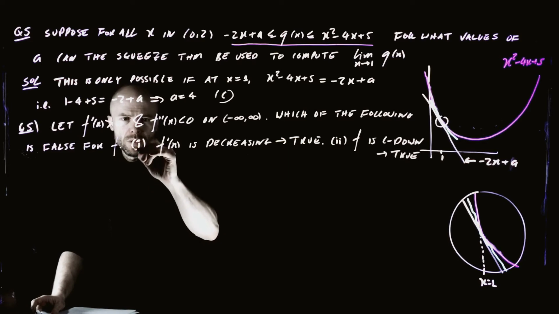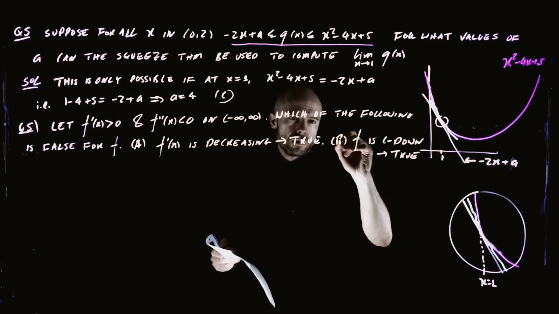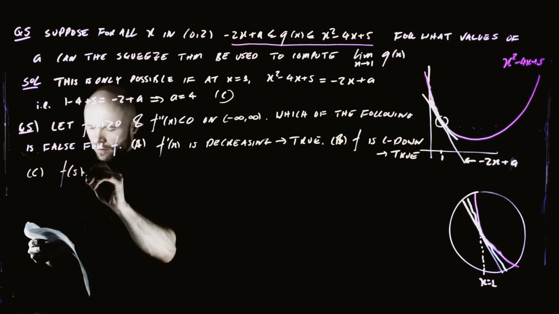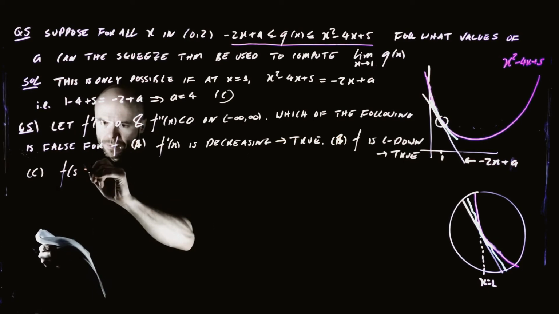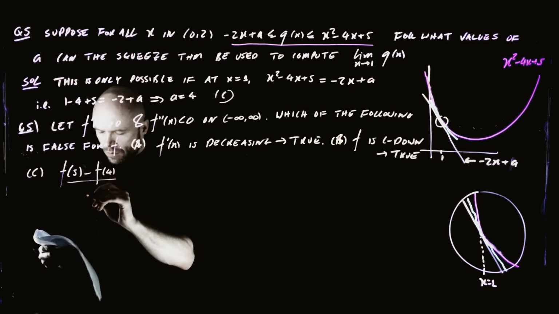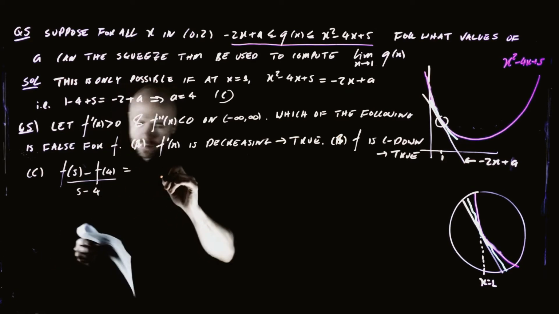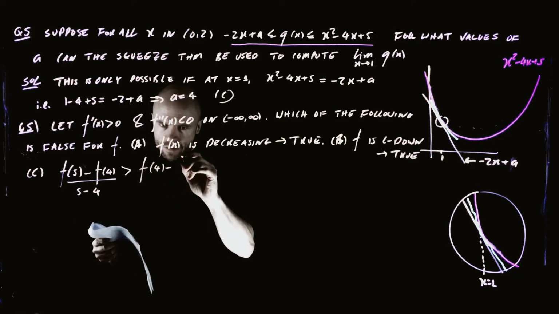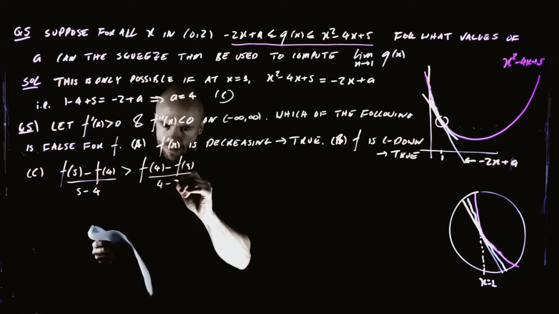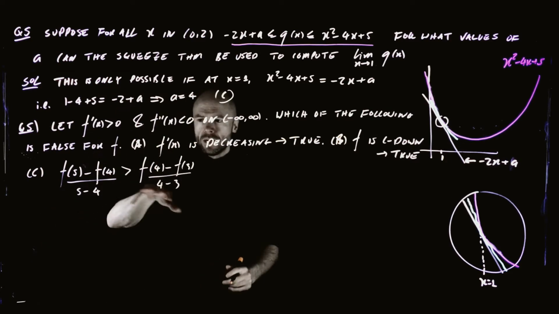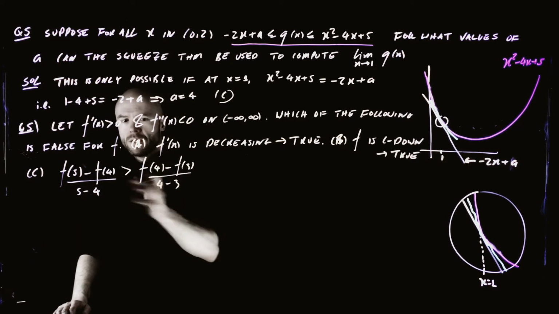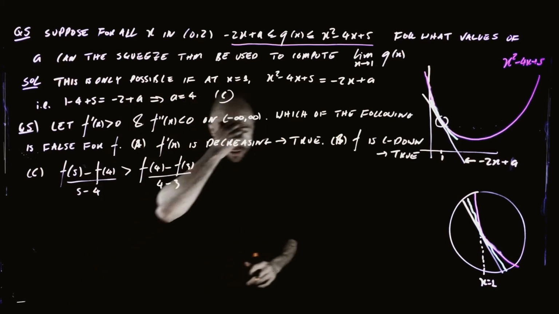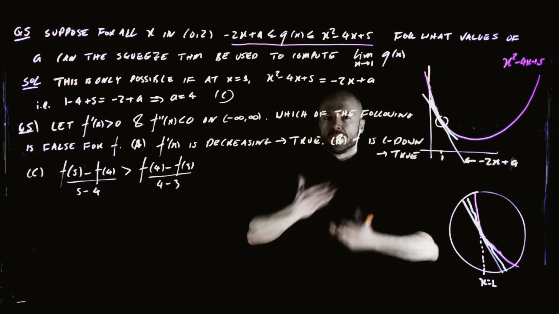These are not I, these are A, B, C. Notice the way that they phrase this question. So 5 minus 4 is just 1, right? 4 minus 3 is just 1. So they could have just written f of 5 minus f of 4 bigger than f of 4 minus f of 3. But they write it in this form because they're trying to bring to mind for you one of the theorems we studied, which is the mean value theorem, right?